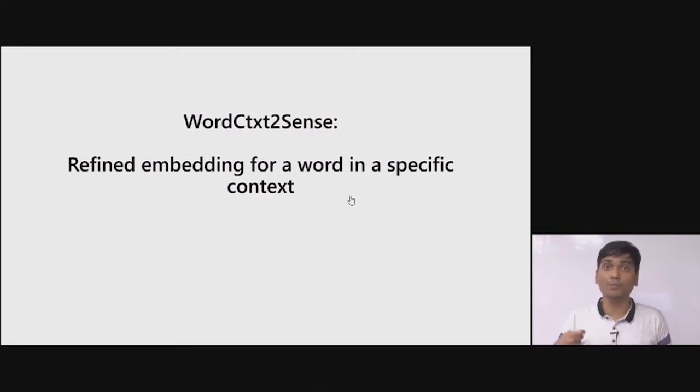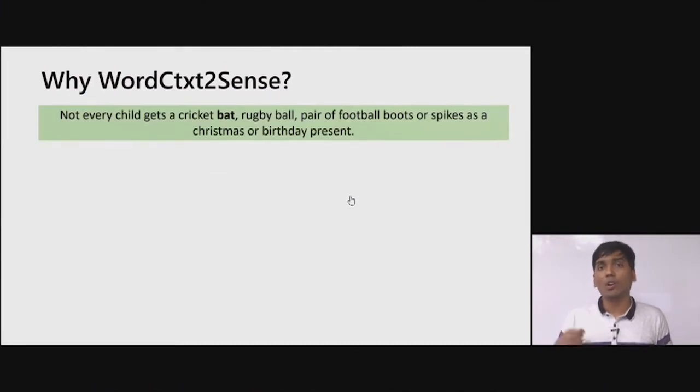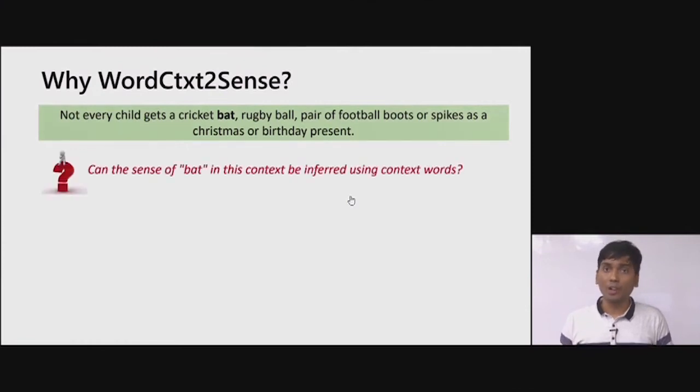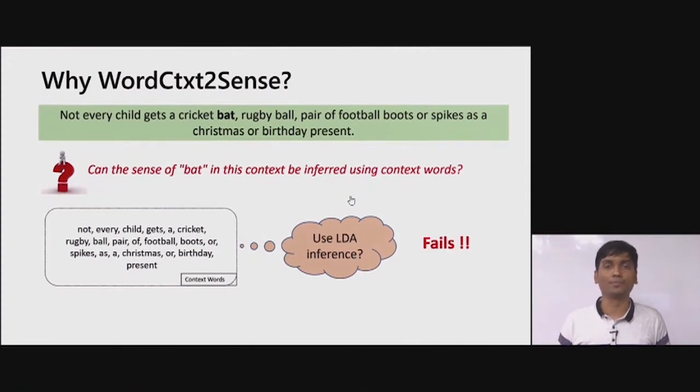Okay, so now I have given you some embeddings, and I will give you an algorithm that uses the structure of this embedding to give you a refinement depending on the context. Why do we need that? For example, you are given a word bat, and you are given a sentence in which it occurs. I want to infer the meaning of the word bat using only the context words, using only the sentence words. Now, what idea comes to mind? Just use some LDA inference model. Does it work? No.